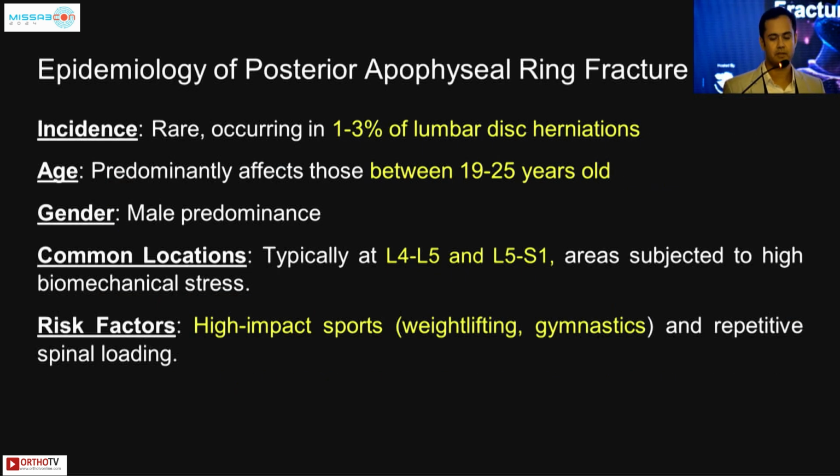The epidemiology states that the incidence is very rare, but it can be seen in up to 1 to 3% of cases of lumbar disc herniation. It predominantly affects people between 19 to 25 years of age with a male predominance, and is typically seen at L4-L5 and L5-S1 levels because of high biomechanical stresses. The special risk factor is high impact sports, especially weightlifting and gymnastics.